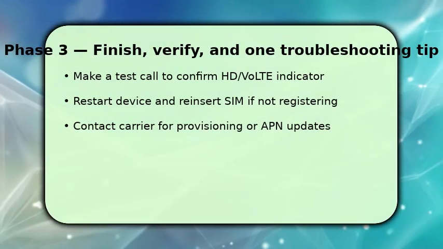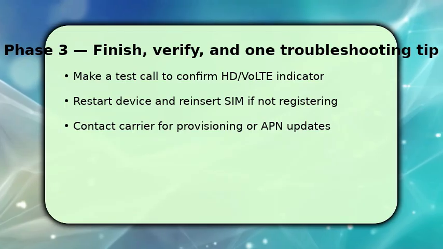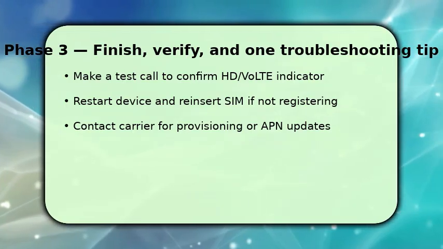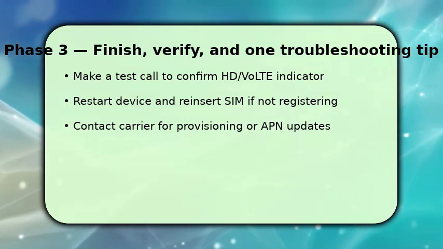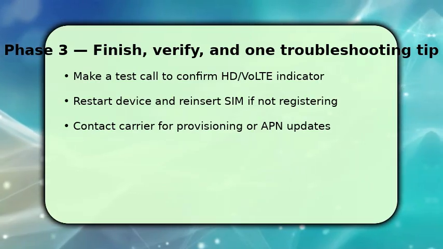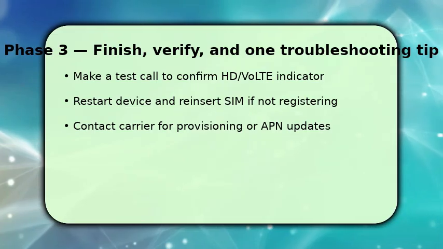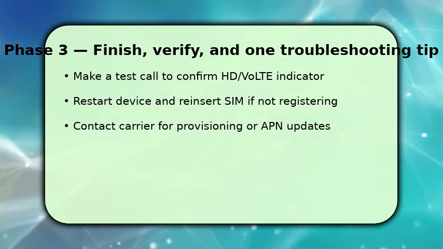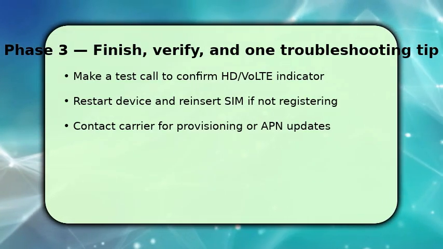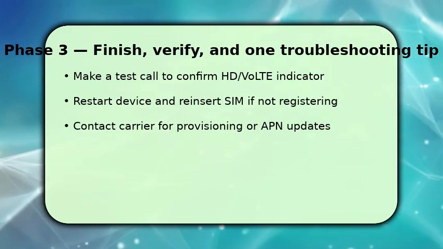Finish by verifying VoLTE is active. Make a test call and look for the HD or VoLTE icon. This confirms voice is on LTE. If it doesn't appear, restart the phone and reset the SIM, then check APN and carrier settings again because provisioning often requires a network update.